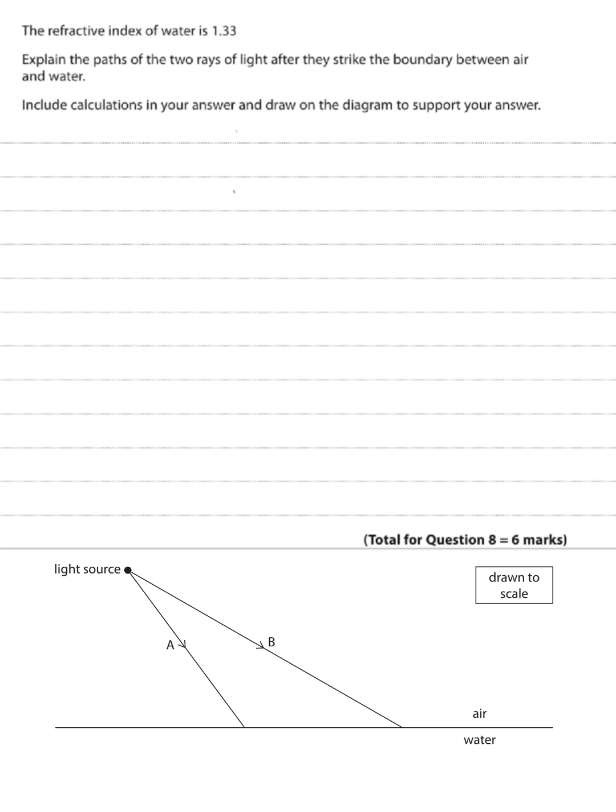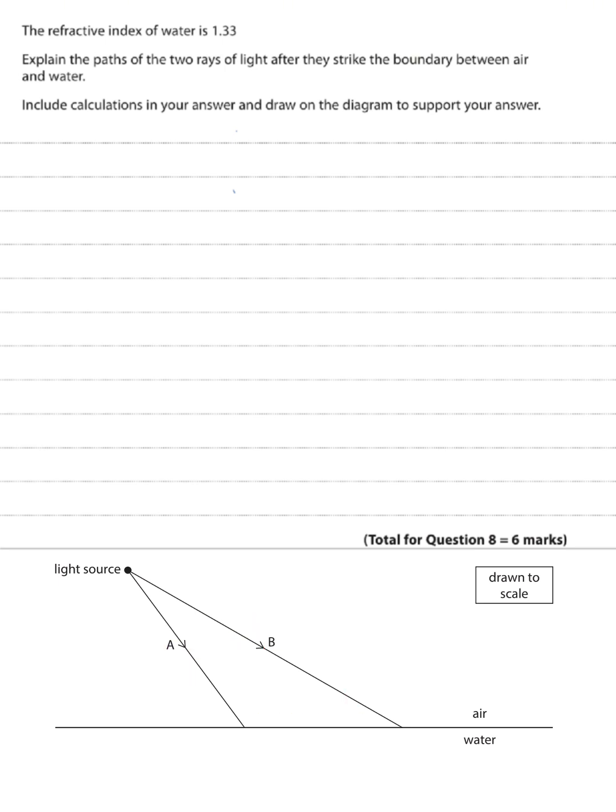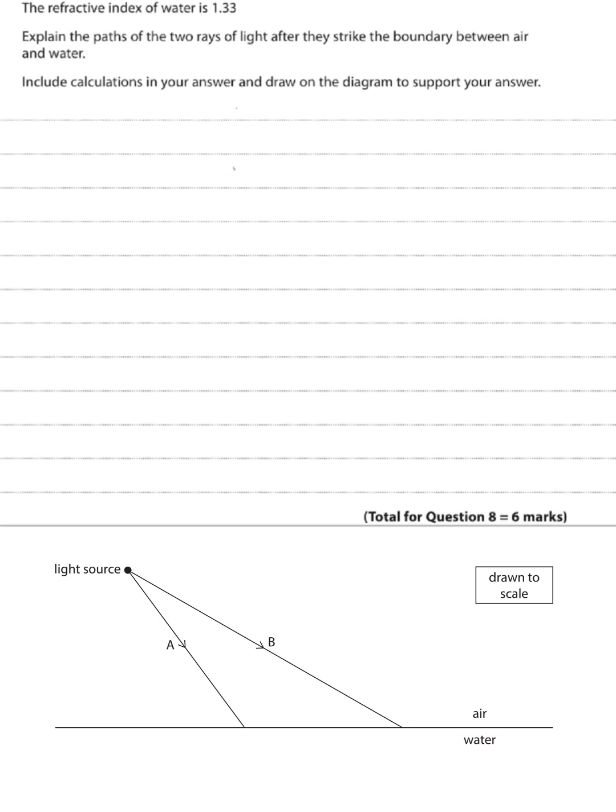So the first thing you have to do is actually identify what the paths are going to look like. Now, we know that they are striking a boundary, and we know that two things can happen when you strike a boundary. You will either get refraction or you will get total internal reflection. Now, the thing to bear in mind here is that we are going from the air into the water. And actually, we don't get total internal reflection happening when we go from a less dense material to a more dense material. So the first thing to identify here is that we are not going to get total internal reflection.